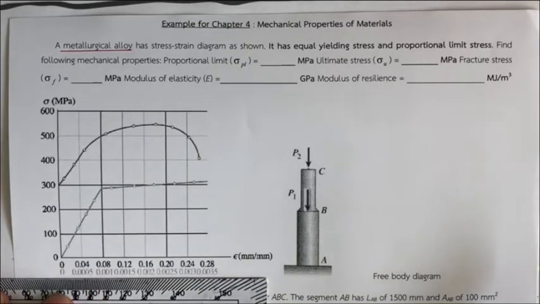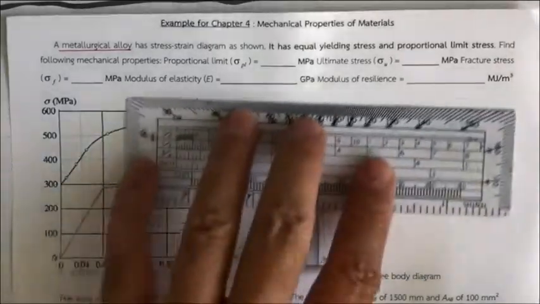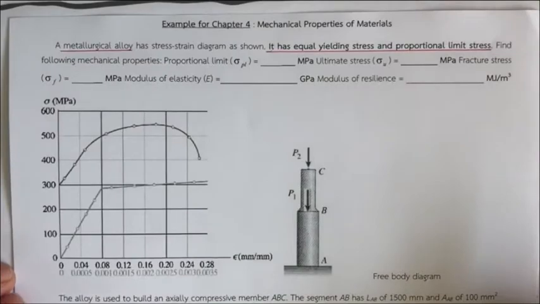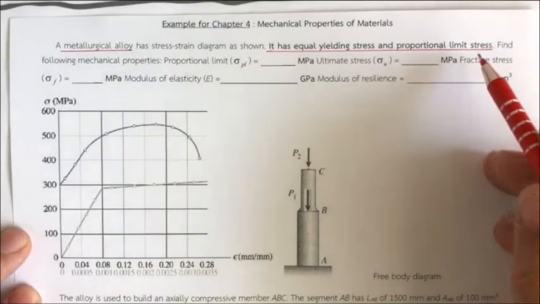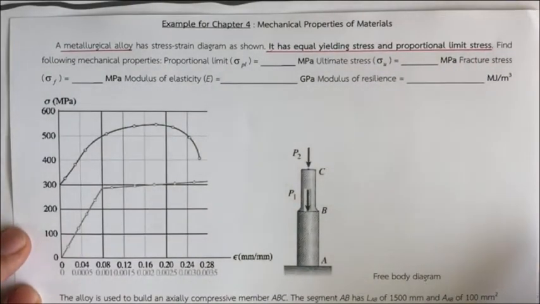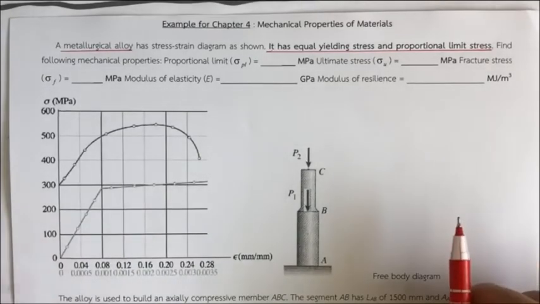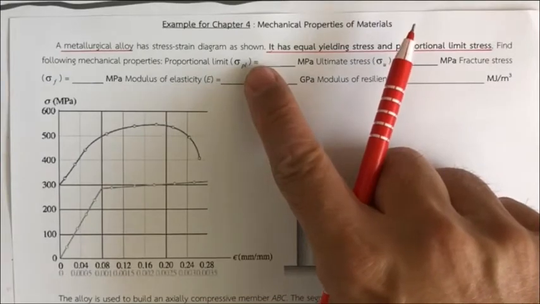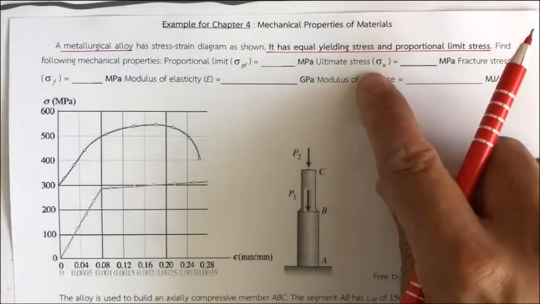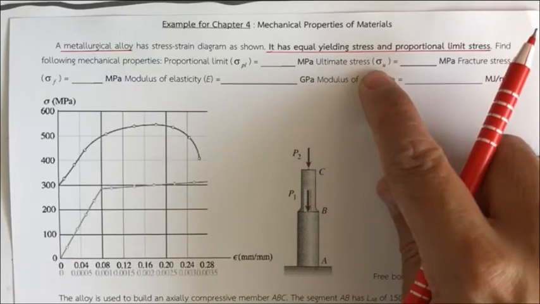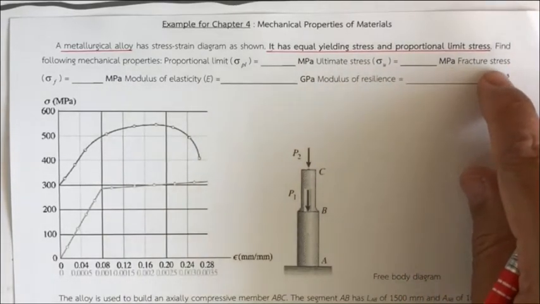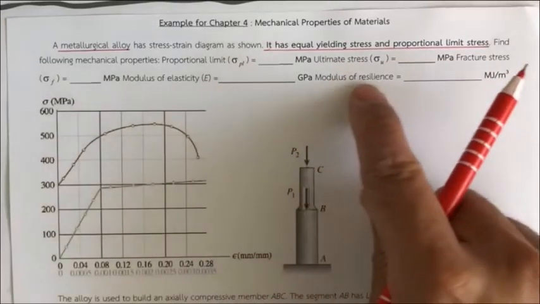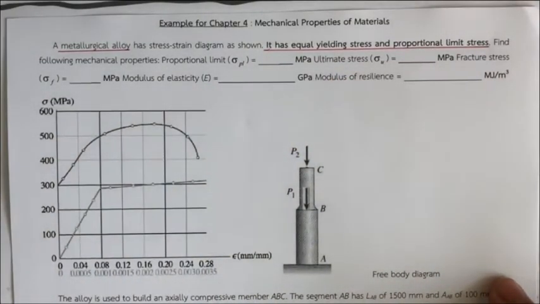Okay, and they said this stress strain diagram provides the yielding stress and the proportional limit stress at the same point. Okay, they'd like us first to find the proportional limit of the material, and then determine the ultimate stress, and then the fracture stress, okay, and the modulus of elasticity, and the modulus of resilience of the material.